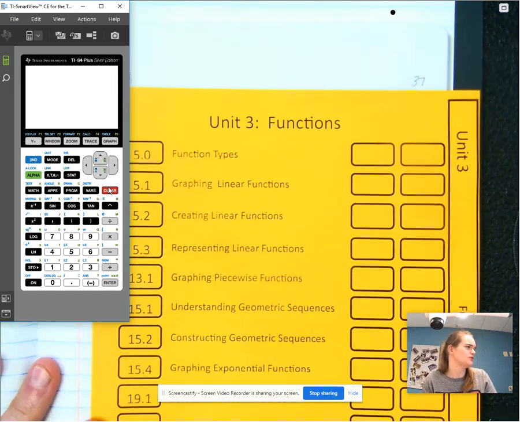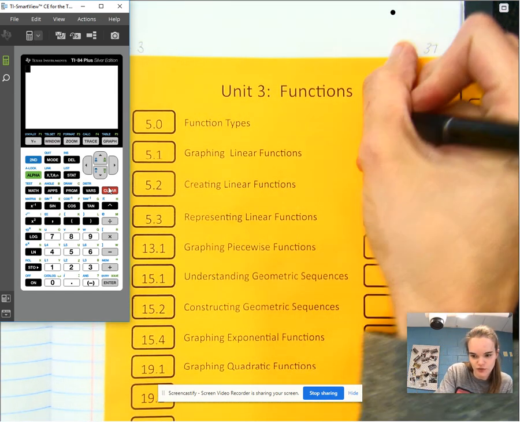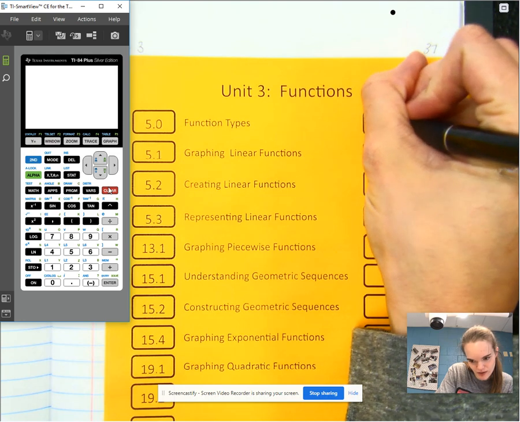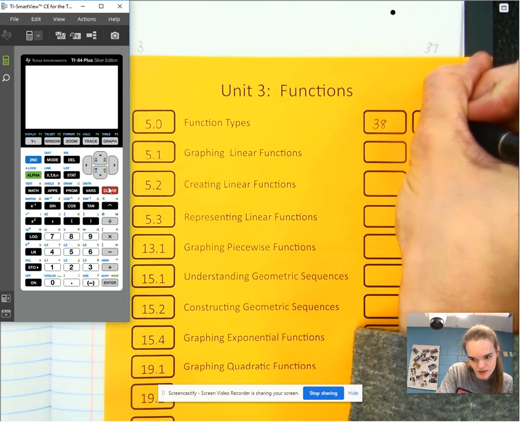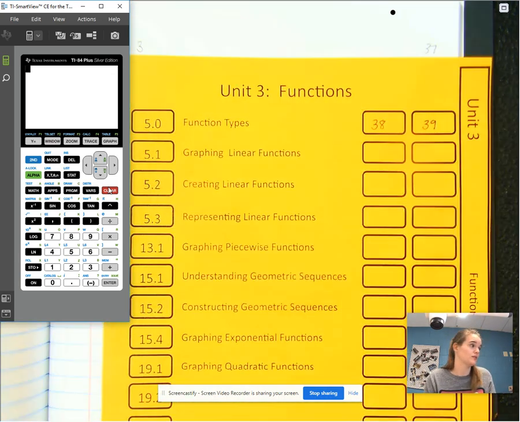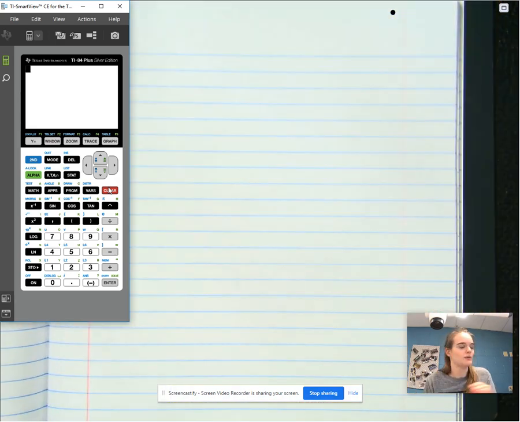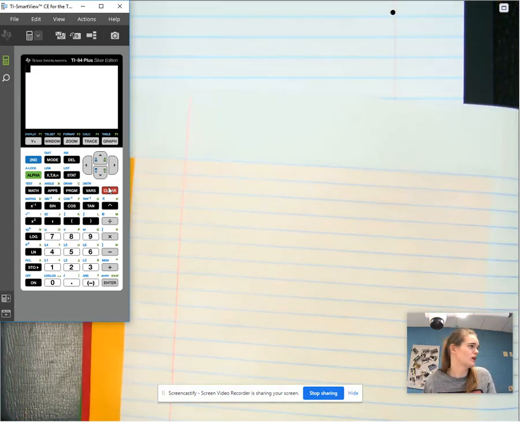Okay, so today we're going to do function types. Actually, today and next week we're going to do function types. We're going to do function types on pages 38 and 39. I actually fill in the last tab because sometimes I forget. Yes, the last tab is done. It's 38, 39. All right, so go ahead and turn to page 38 in your notebook.